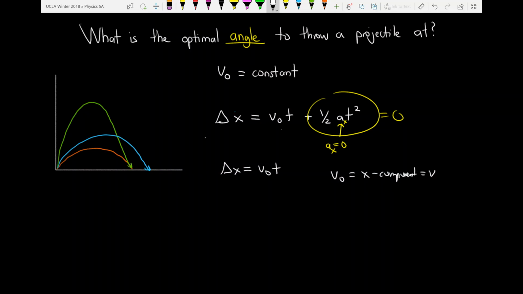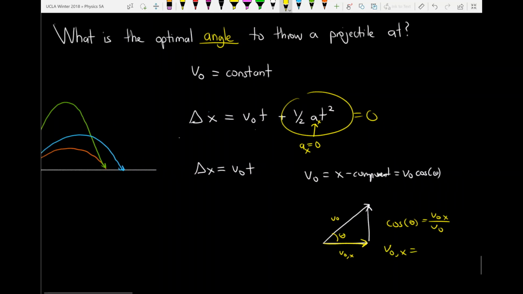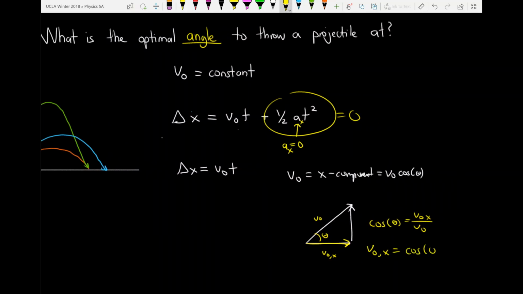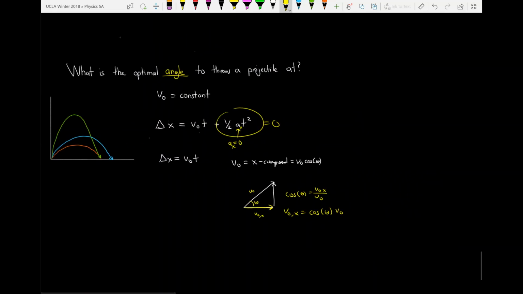Well, that just equals v initial times cosine of theta. Because if we have some vector, the x component, right here, I should do that in yellow. The x component is simply v initial comma x. This is v initial total. And then you can say that cosine, and this is obviously theta, cosine of theta is equal to v initial x over v initial. Therefore, v initial in the x direction is equal to cosine theta times v initial.